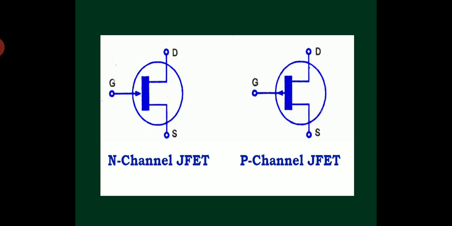Means the current through FET depends on majority charge carriers only. Okay, FET is a unipolar device, right? If I choose N channel JFET, then electrons are the majority charge carriers and the only charge carriers.